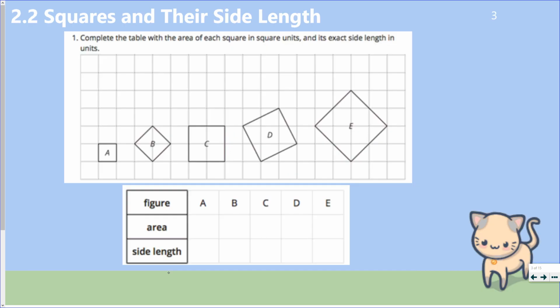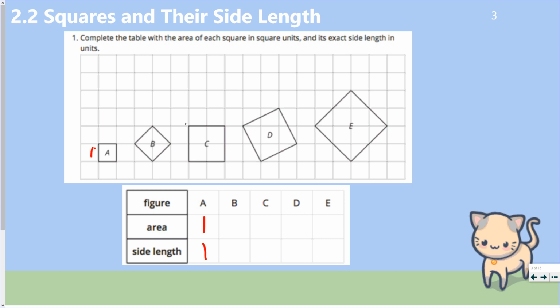Okay, next idea. So using that fact, let's see if you can now figure out the area and side lengths of some of these squares. Now, some of them are pretty easy, right? I mean, we're going to assume that we're dealing with units. So each one of these is considered one unit, right? So if that's considered one unit, well then, A is easy, isn't it? Its length is 1, and its area is 1 square unit.